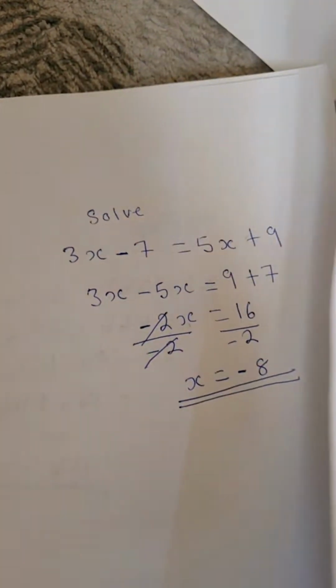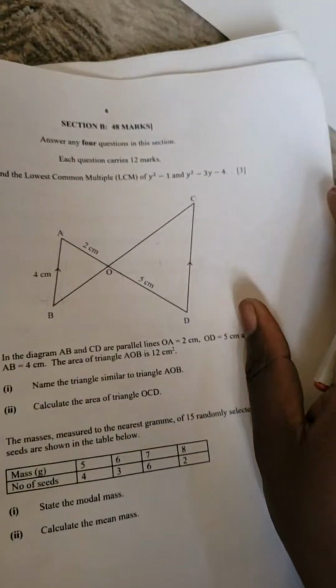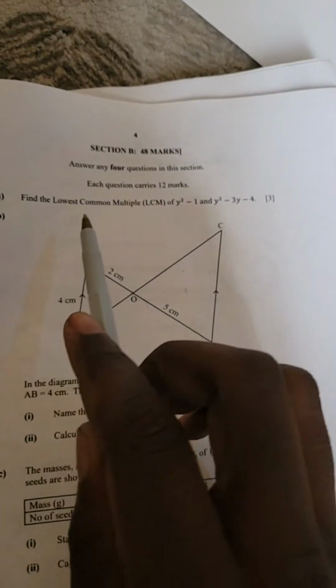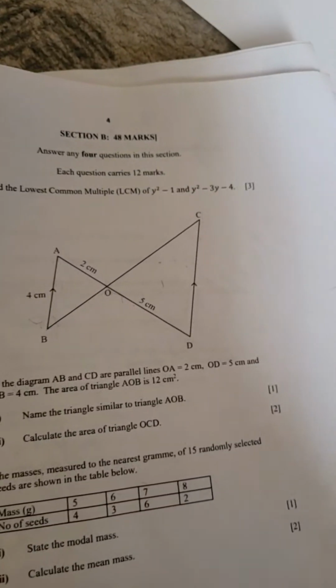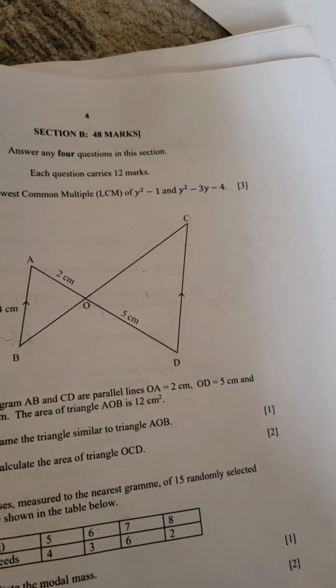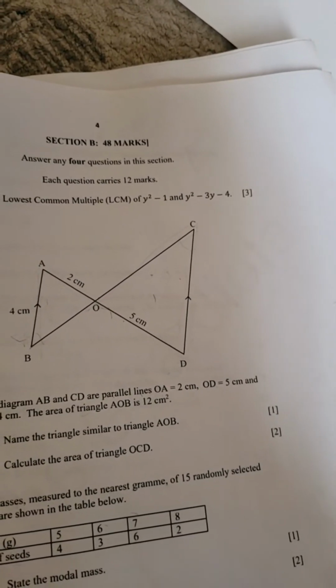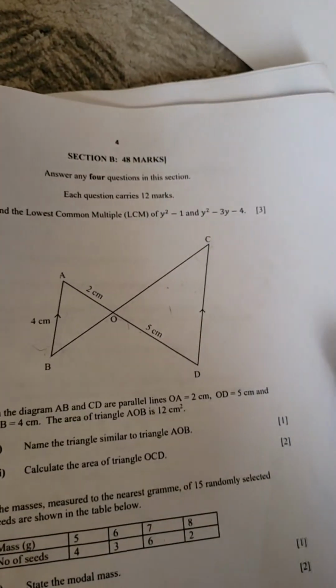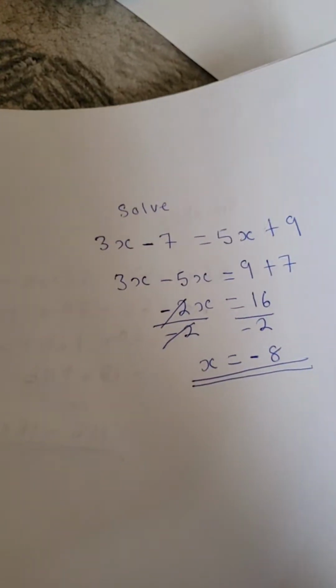Okay, so we want to try to solve this one, this shape right here. But before we do that, we can also find the lowest common multiple of y squared minus 1 and y squared minus 3y minus 4. So let's first find our LCM. Are we in this together?